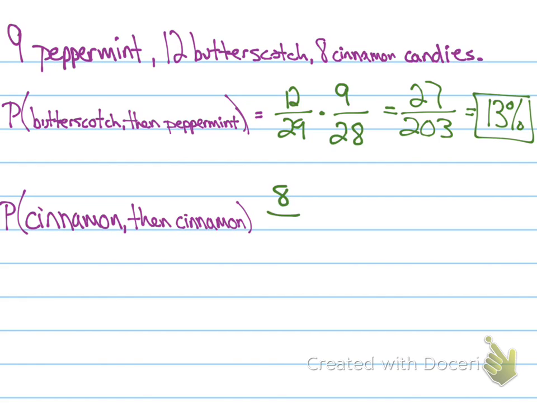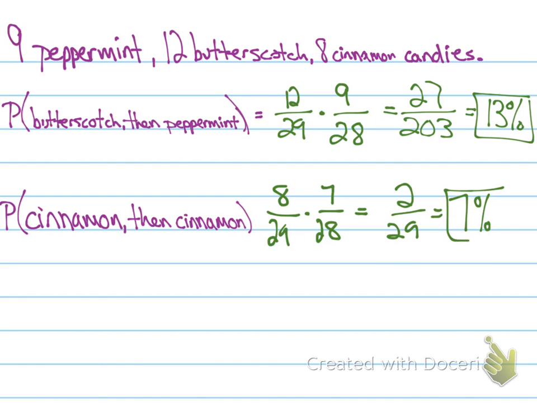8 over 29 times what? 7 over 28 gives me what? What is it? 2 over 29, which is what as a percentage? 6%. 2 over 29 equals, no, 7%. It's 6.8. 7%. Make sure you round correctly. And if you understand that, that's everything you need to know for your test tomorrow.